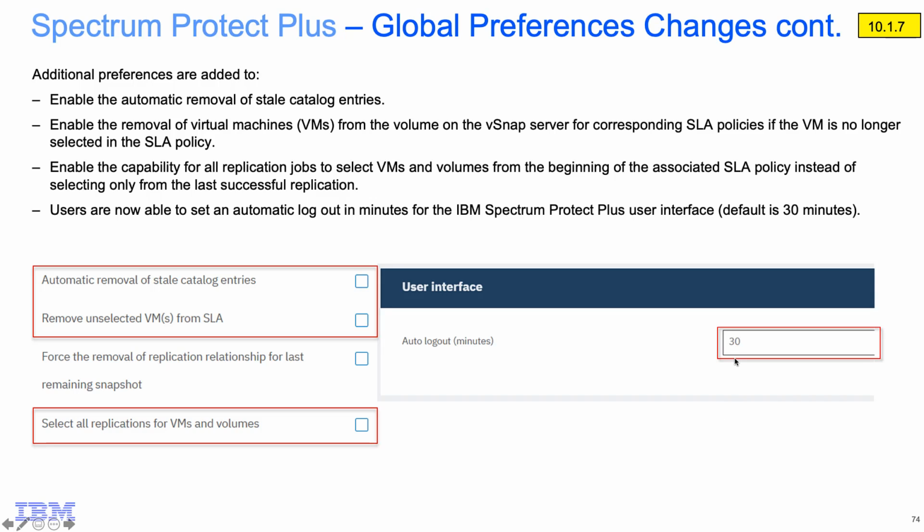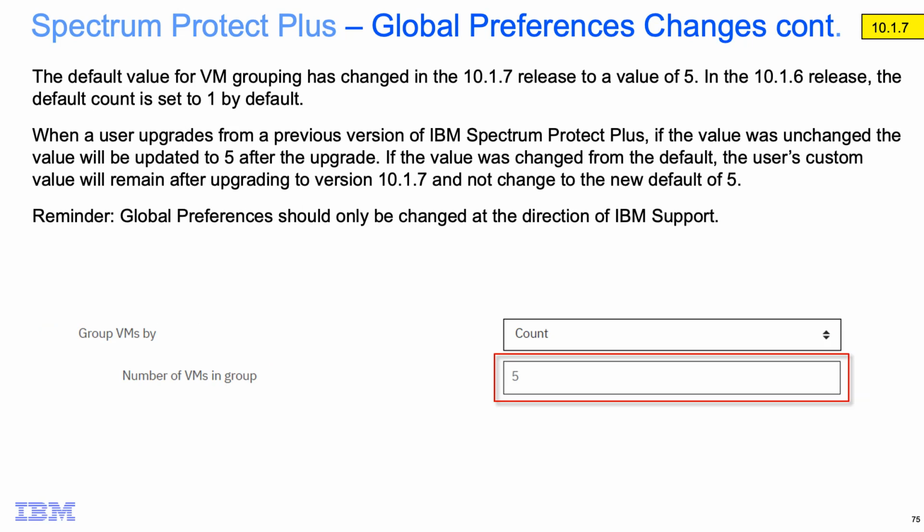Perhaps the auto logout timeout is one you might want to change if you go in and look at these. And then finally, the default groupings for number of VMs in a group. So again, for the most part, these are going to be set at the direction of support. If you need to change them, I would recommend you consult with support, except for the simpler ones, shall we say, like perhaps the auto timeout.